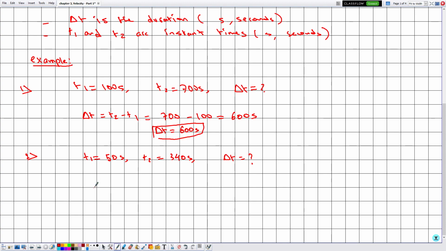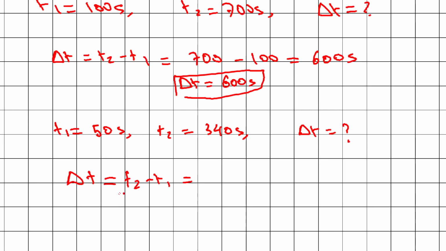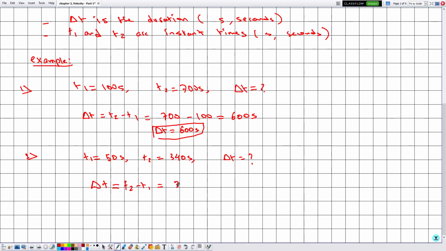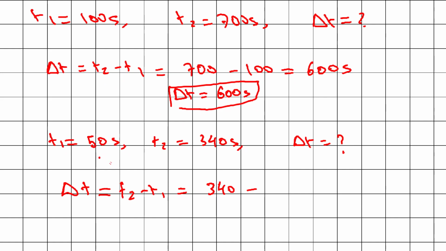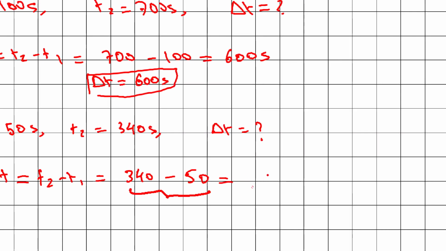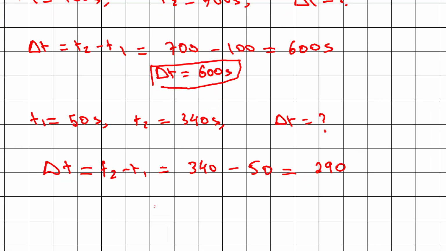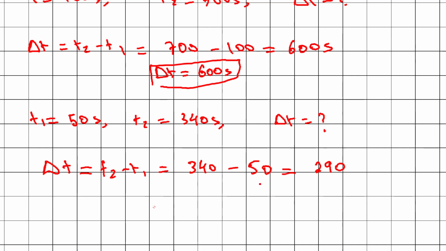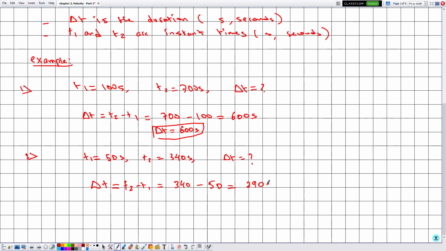Then whenever we need to calculate a quantity, as a first step, we start by writing the formula, which is T2 minus T1. Now the value of T2 is 340, and the value of T1 is 50. Then plugging this on the calculator, 340 minus 50 is 290. Since both T2 and T1 are expressed in the SI, which is seconds, the value of delta T will be in seconds. Then the duration separating these two events is 290 seconds.